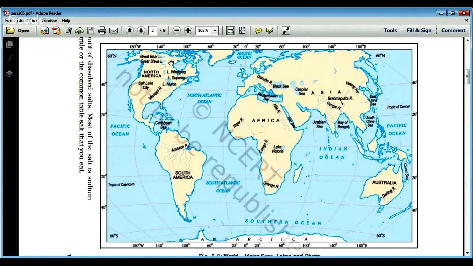There are some lakes in America also, like Great Bear, Great Slave, Lake Winnipeg, Lake Superior. These are the Great Lakes of America, and Lake Huron.